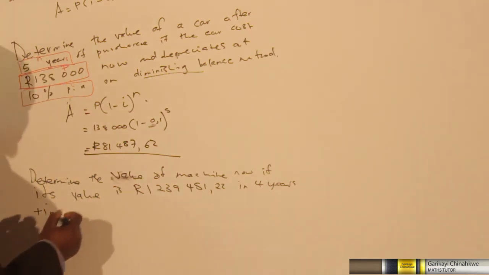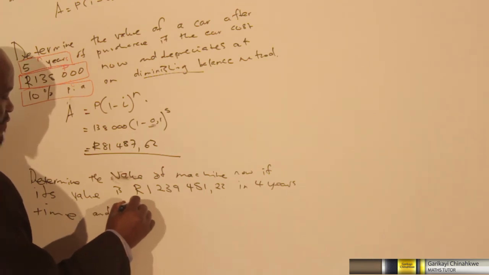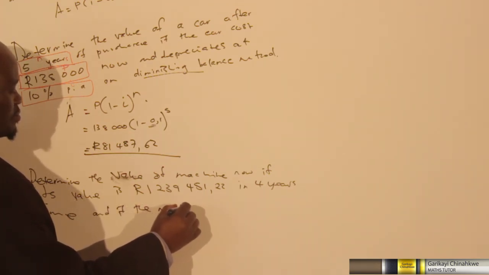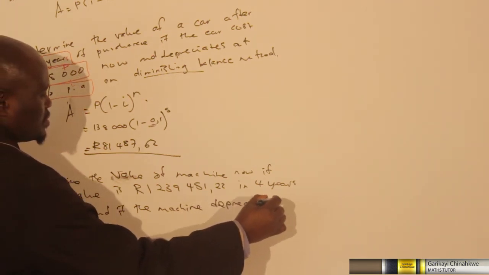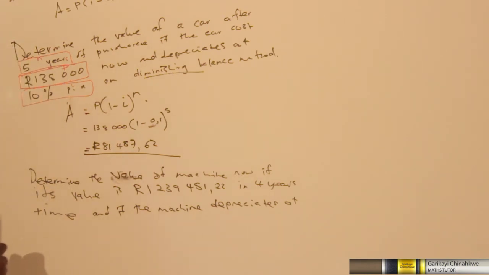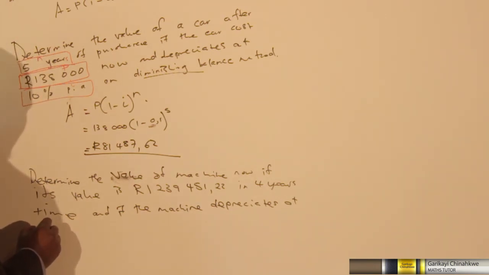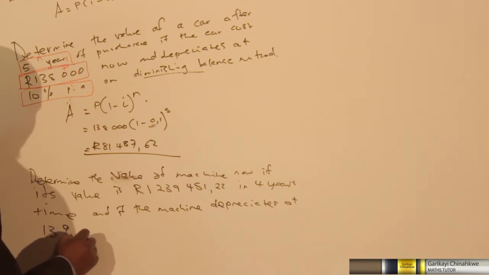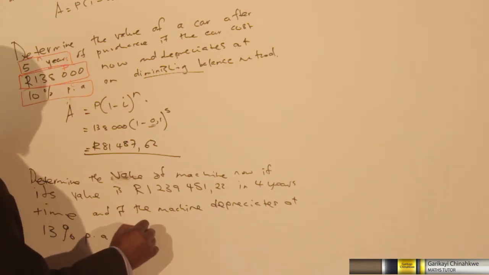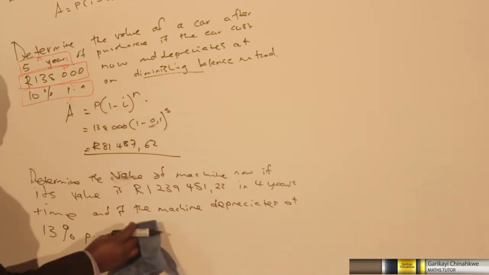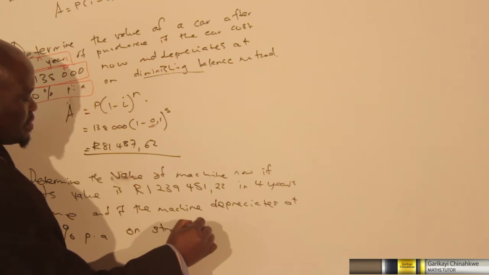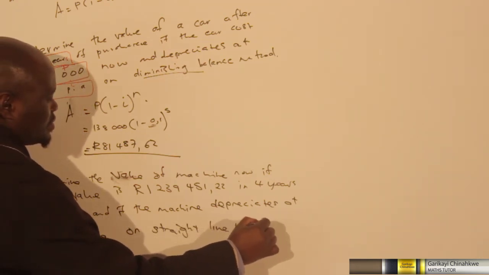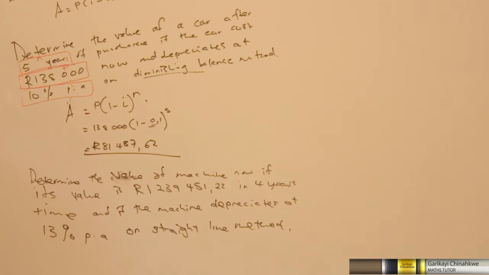Okay, and if the machine depreciates at 13% per annum on straight line method. Okay, what did you use? The linear method. But first of all, you use that.